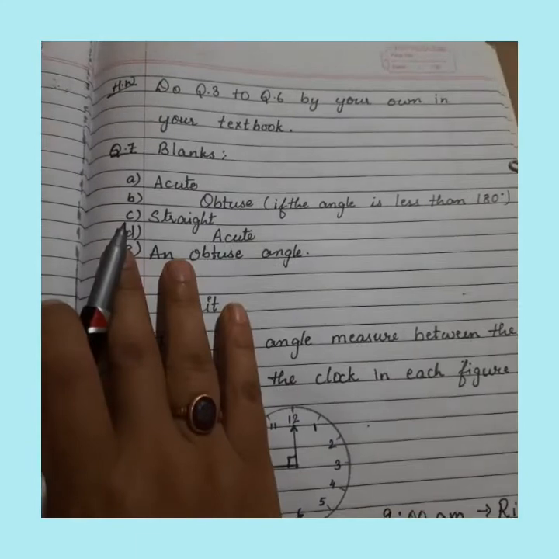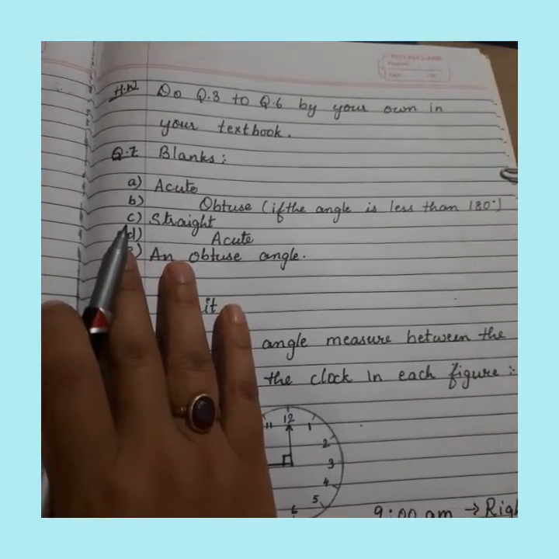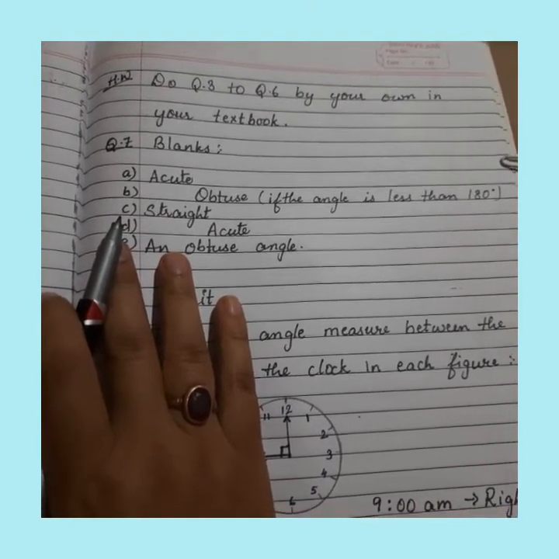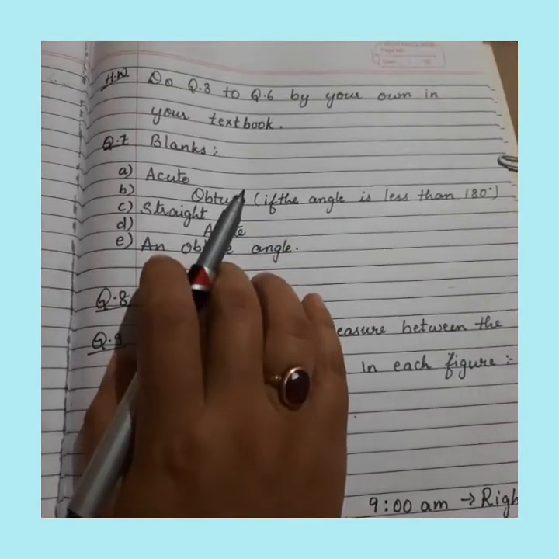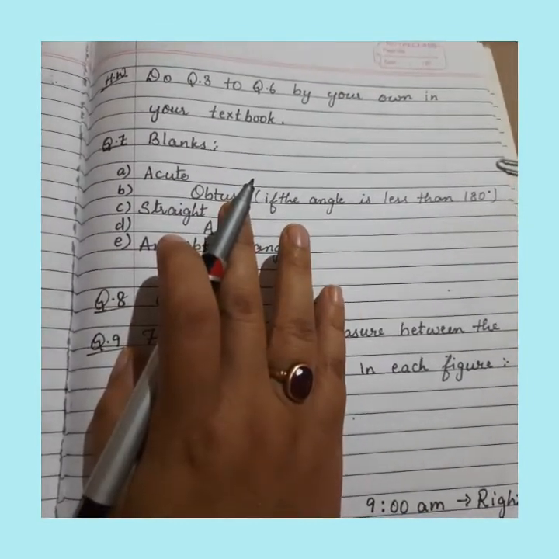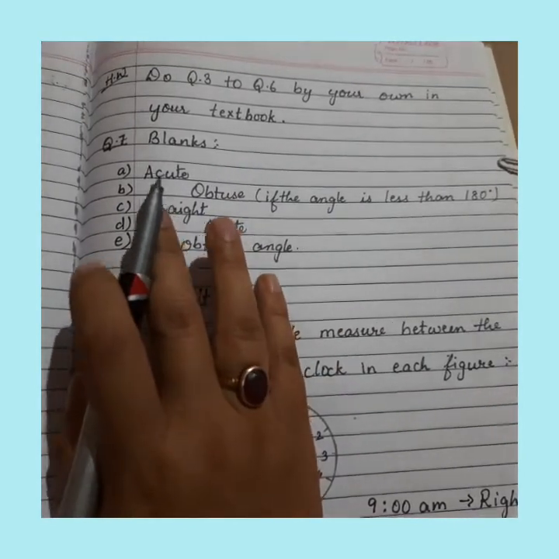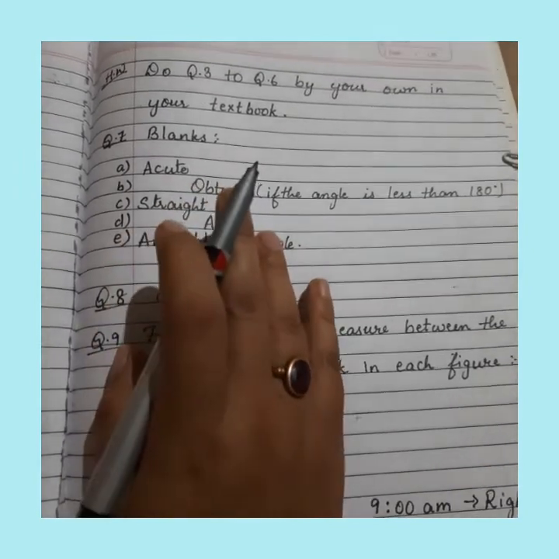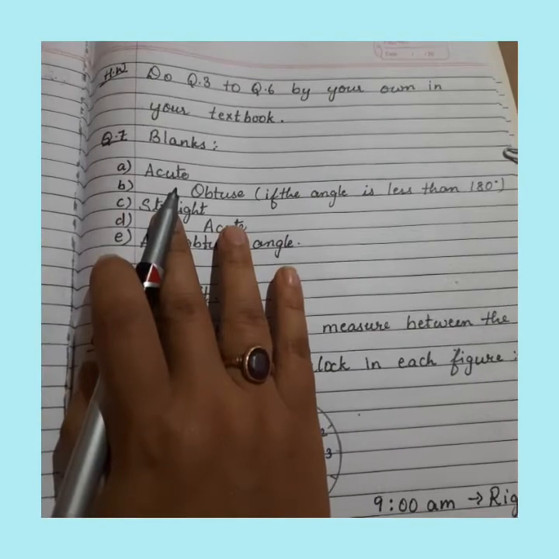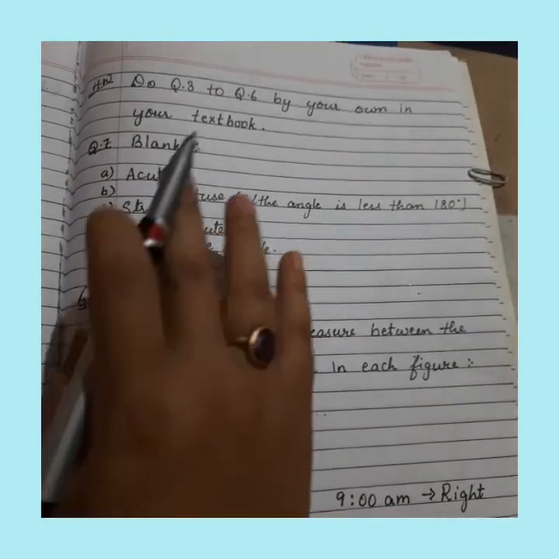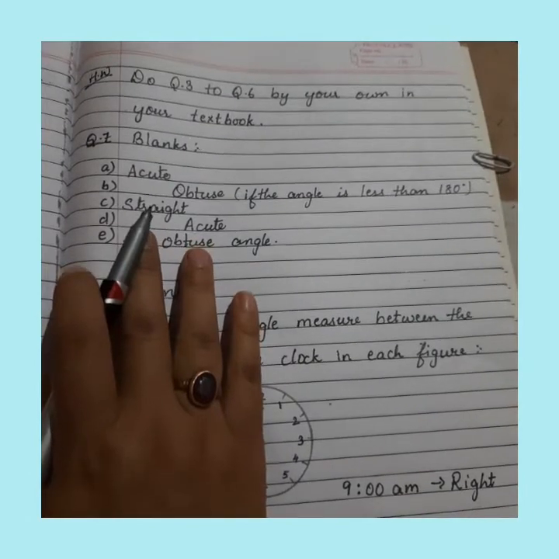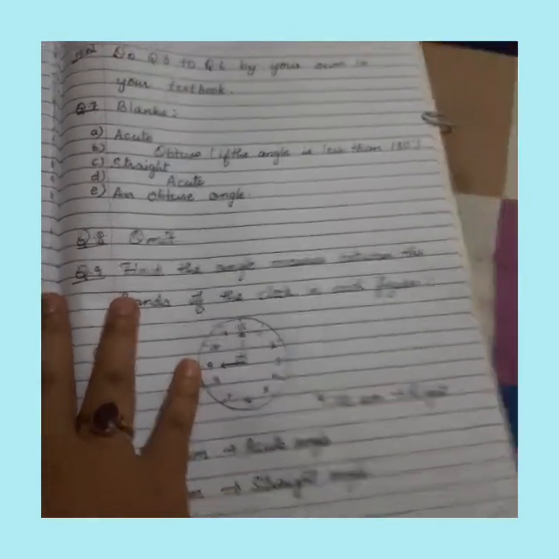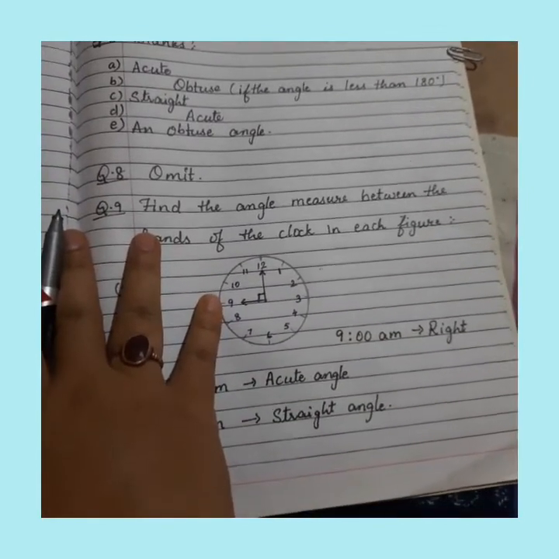Now question number 7 is blanks. You have to fill in the blanks with acute, obtuse, right or straight angle. The answers I have given here, and the blanks are made from your notes which we have already done about acute angle, obtuse angle, right angle, straight angle. We have already learnt all these definitions. So from those definitions only these blanks are made, so you can do them on your own. The answers I have given here, you can copy from here. Now question number 8 is omitted here. Question 8 you are not supposed to do.